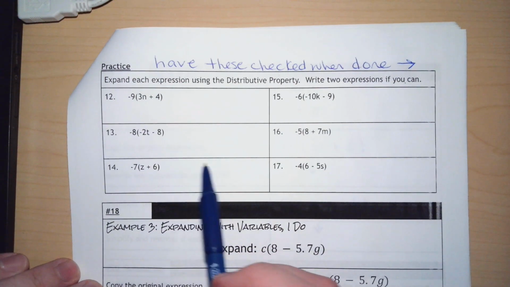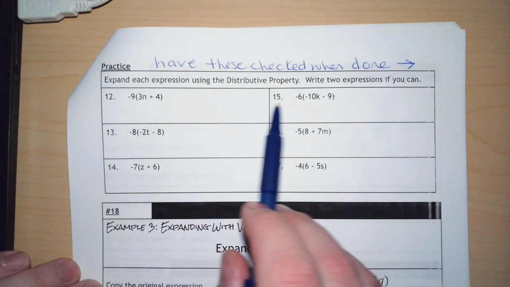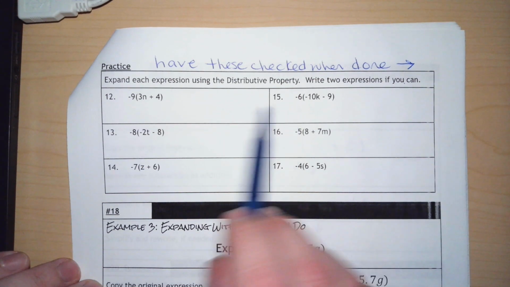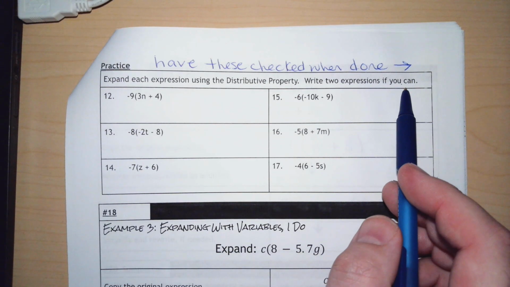Same thing here. Have these checked before you move on. Don't wait until the end. And if you can, write 2 expressions for each one.